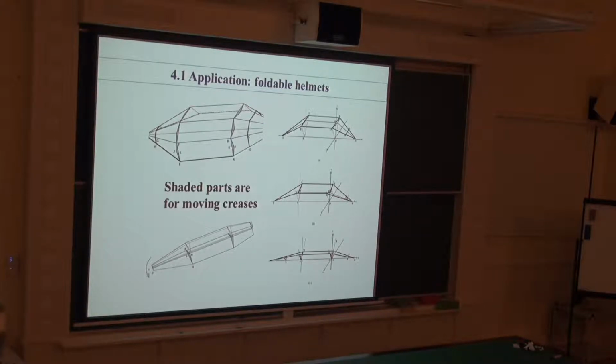And the shaded parts are for moving creases, very, very small. Therefore, we don't need to cut off, because the paper is a little bit flexible. So moving creases, we don't need to cut off. So here, here, and here, and here, moving creases are here.